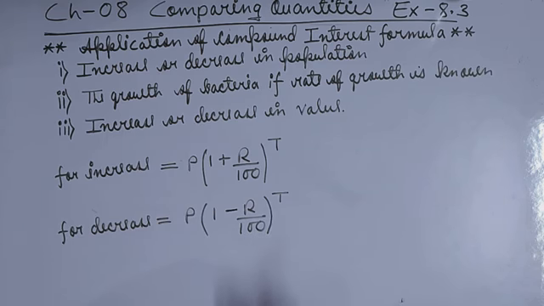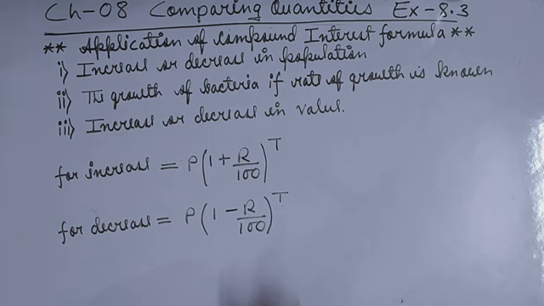Now the second case where we are going to use the compound interest formula is the growth of bacteria if the rate of growth is known. We are going to use the compound interest formula where we have to calculate the growth of bacteria, and we have been given the rate of growth, the percentage value at which the growth is happening. By using this formula we can find out the growth of the bacteria.